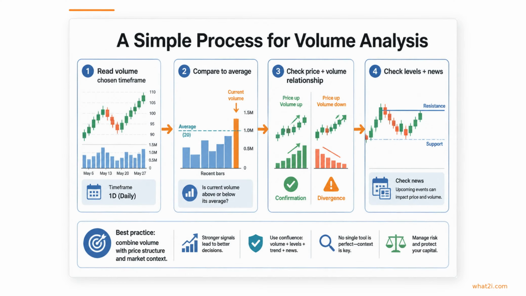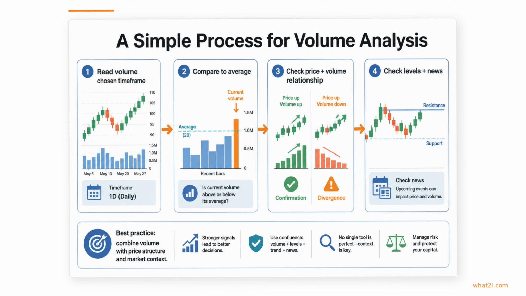A simple volume process can keep your analysis consistent. Start by reading volume on the time frame you actually plan to use. Then compare current volume with recent average volume so you know whether activity is normal or unusual. After that, match volume to price behavior by asking whether participation confirms the move or diverges from it. Finally, check whether the move is happening at an important support or resistance area, and whether recent news may explain the activity. This step-by-step approach makes volume much more useful than just glancing at a few bars below the chart.